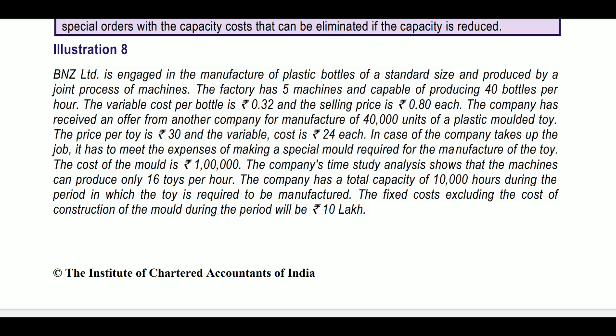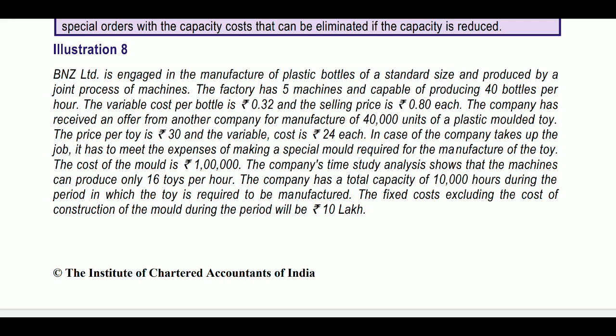Here the price of ties will be 30 rupees and the variable cost will be 24 rupees. 30 minus 24, 6 rupees. 40,000 into 6 rupees, we will get the contribution amount.